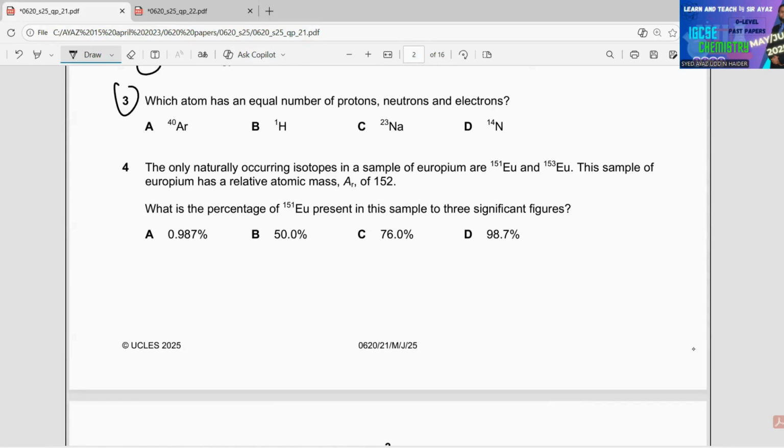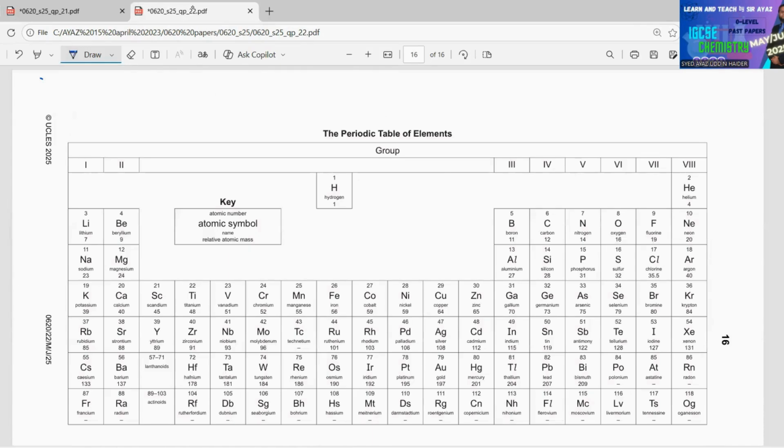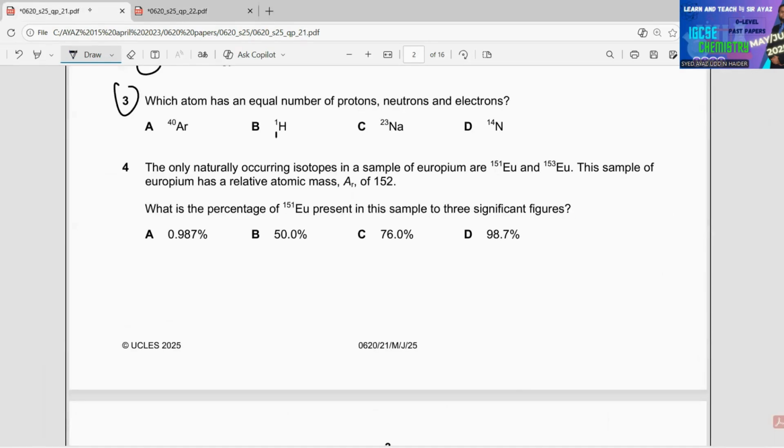Which atom has an equal number of protons, neutrons, and electrons? For this, I need to know the proton number of these. We have argon, hydrogen, sodium, and nitrogen. Ar is argon, H is hydrogen, Na is sodium, N is nitrogen. For argon, we have 18. Hydrogen, it's 1. Sodium, it's 11. Nitrogen, 7. So I'm writing it down.